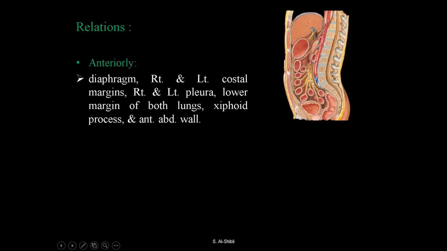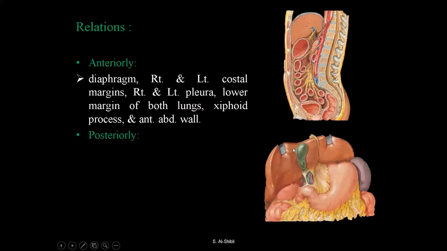Okay, the relations of the liver. As you see, here is the liver, a big gland. You can see anteriorly, and these are the structures posterior. Anteriorly, definitely we will see the diaphragm, the right and left costal margin. I repeat, right and left. Why left? Because the liver is so huge, it occupies the right quadrant and also it will reach the left hemidiaphragm. So anteriorly the right and the left costal margin, also the right and the left pleura, the lower margin related to the liver, the xiphoid process, and definitely the anterior abdominal wall. All these structures are related anteriorly to the liver.